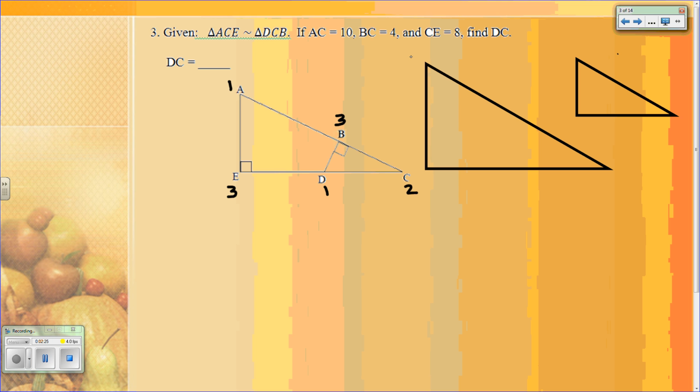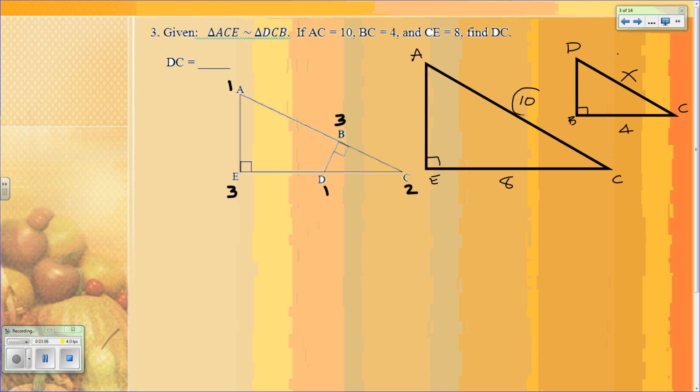So this is A, E, C. And then the right angle on this one is B, and across from the right angle is D. So this is C on this one also. Now I've got them facing the same direction, which will make it a whole lot easier. So AC is 10, BC is 4, CE is 8, find DC. Instead of trying to label it all over here, just redraw them separately. It makes it so much easier.